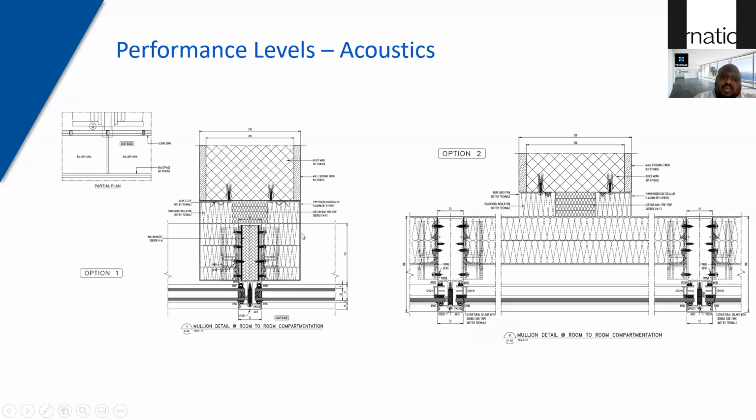So we have two options for this kind of scenario. Either we can do what we call room-to-room compartmentation, where we insulate the mullion, because hollow mullions are the ones which transmit more noise, and you protect the mullion surrounding it with nice insulation, so there is less chance of noise passing through this mullion.